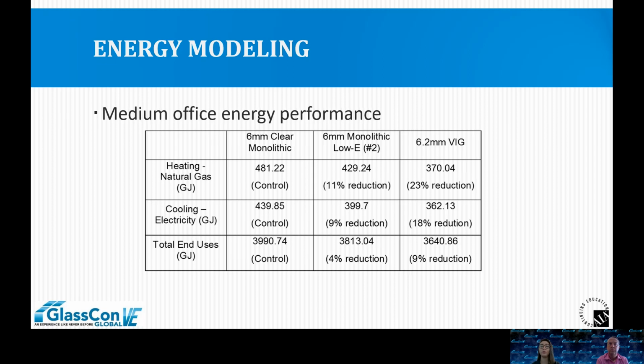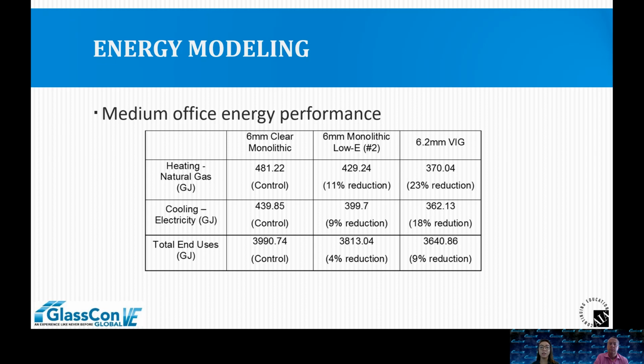And so after we ran the modeling, what we see is that in the office energy performance, the majority of where the impact was by changing your glazing was in your heating and cooling. Heating was predominantly run off of natural gas, cooling off of electricity. And our total end uses encompass your heating, your cooling, your lighting, your water systems, any mechanical systems in the building. So that's just an overall what is being used by the building.